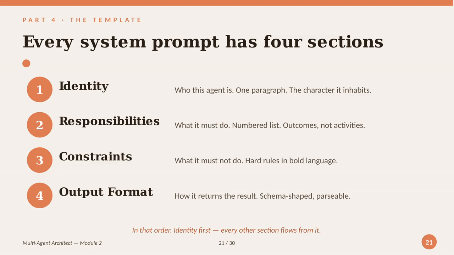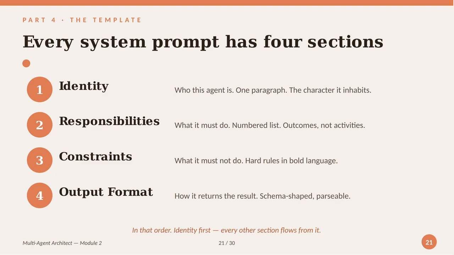What it must not do. Hard rules, expressed in bold language. We'll spend a slide on the difference between hard constraints and soft preferences in a moment. 4. Output format. How it returns the result. A schema. Parsable. The parent agent reads the return, not the reasoning trace, so the return has to be readable by software, not just by humans.